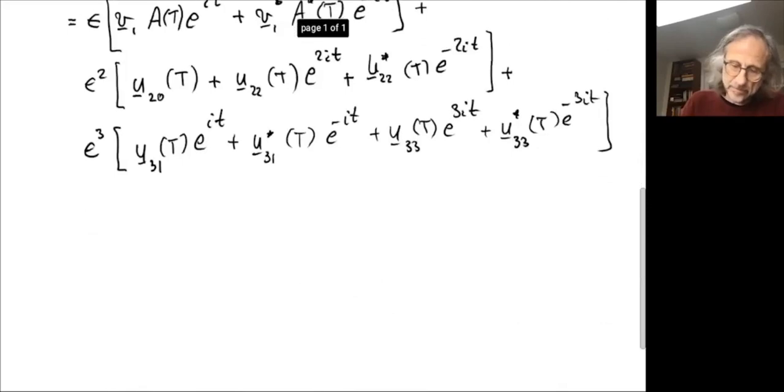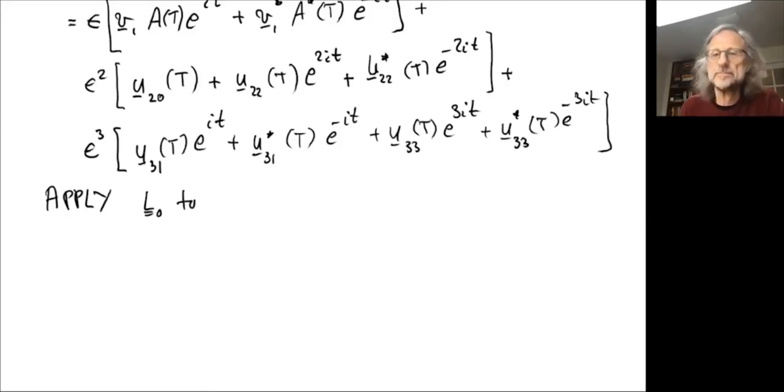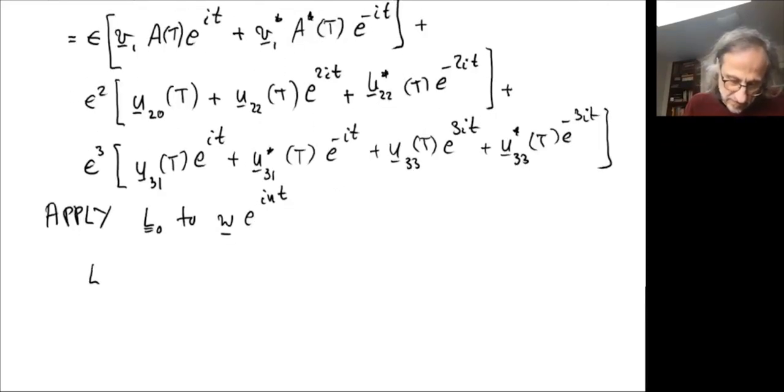So let's do that. We apply L0 to some vector, let's just call it w. We won't need it actually right now. Times e to the i n t. We just want to know what happens with the frequency n. And so what do we get? L0 times w e to the i n t is what?